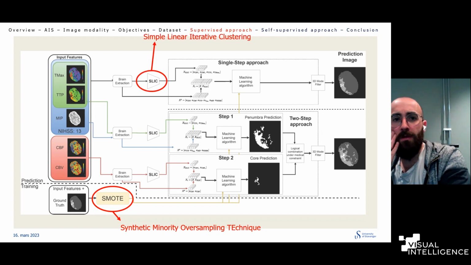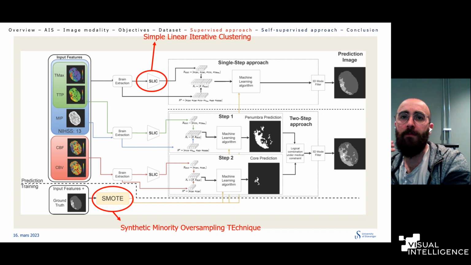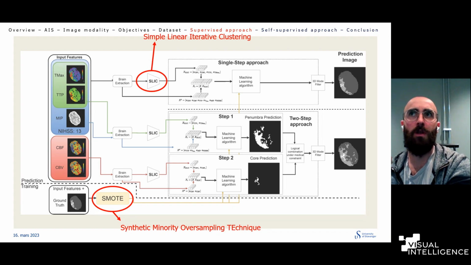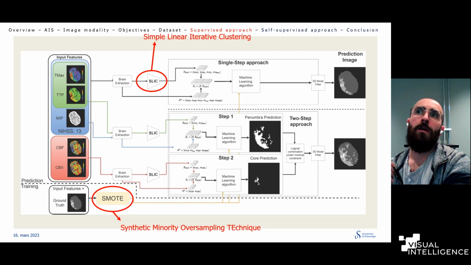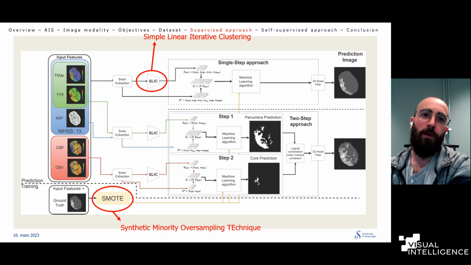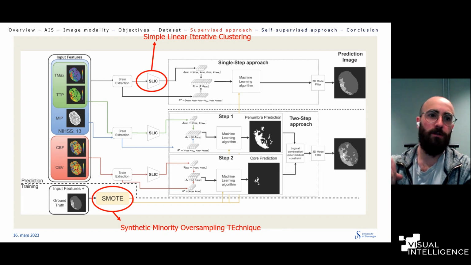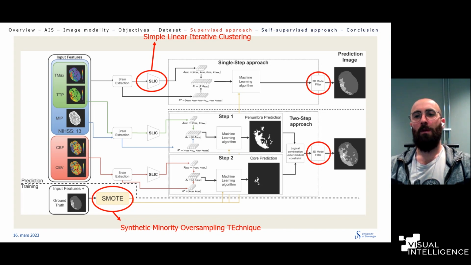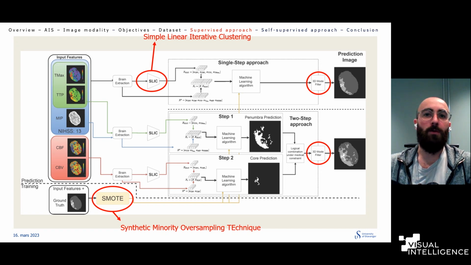Moreover, we try to use SLIC, which is the simple linear iterative clustering algorithm, to generate supervoxels that might help the model understand the spatial information of the regions. And at the end of this machine learning algorithm, we used as a post-processing step a 3D mode filter to smooth out the prediction.